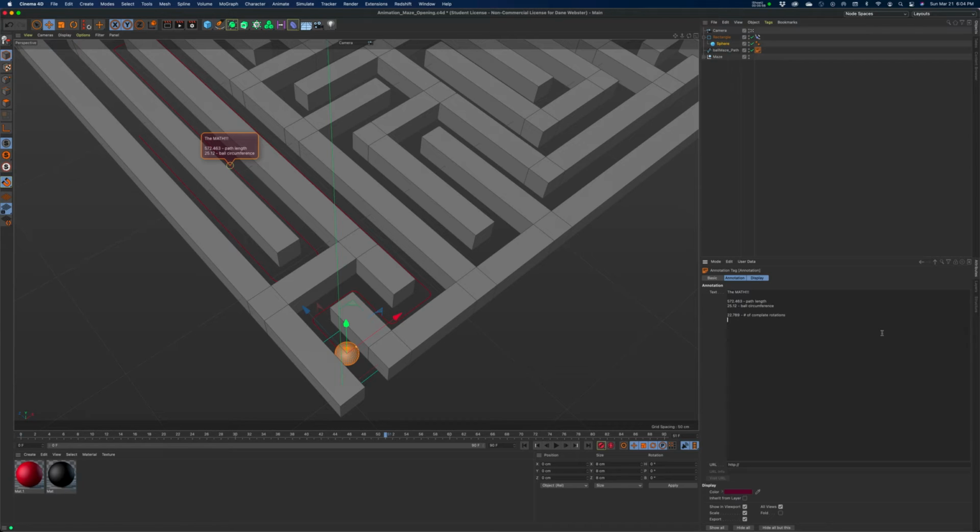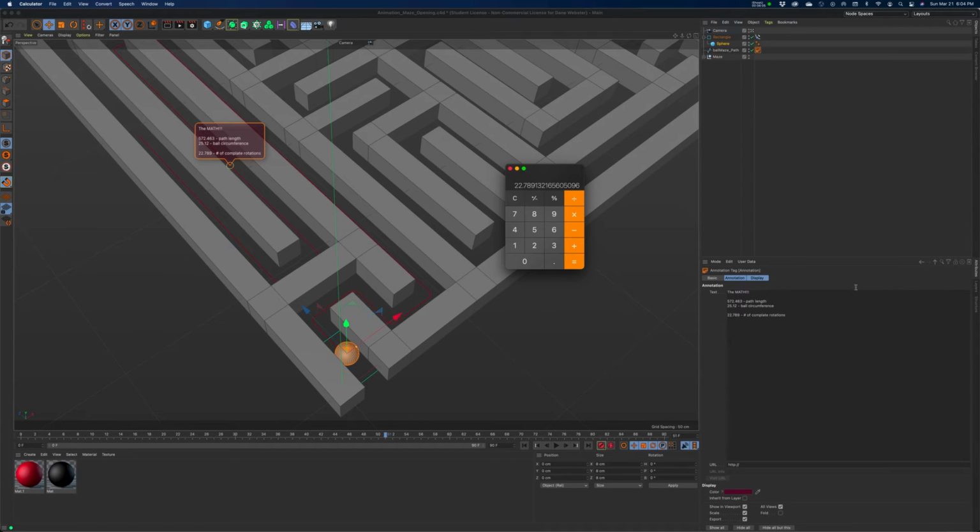All right, and of course, what is a rotation when I'm talking about a sphere? Because I have to animate this, right? So I have to multiply this by degrees. So back to the calculator. So let's multiply that by 360. So 8,204.08.